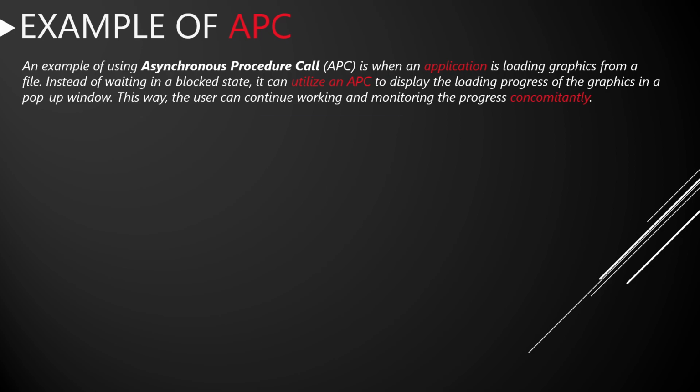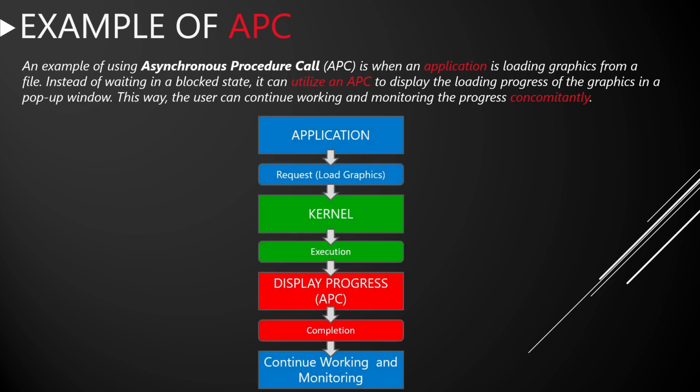So let's see also the diagram. Okay, we have the application. It's sending the request that must be executed from APC. Request load graphics. The kernel converts to APC, so the execution will be done from APC. The display progress will be completed, and the user will continue working and monitoring the progress. That is a simple example of APC.